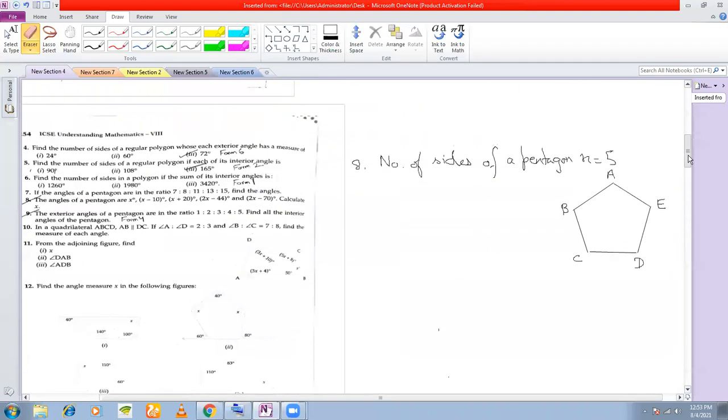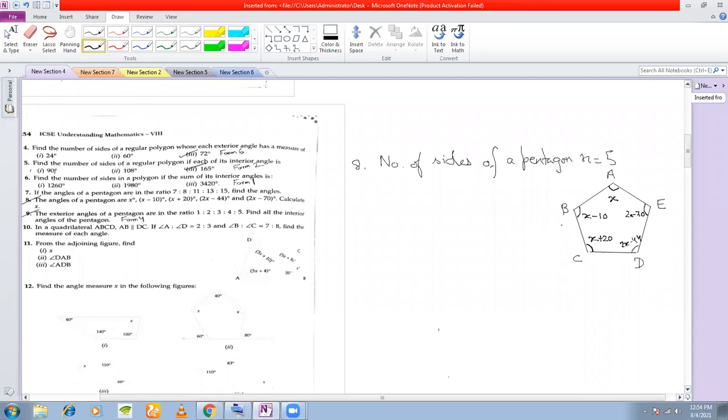Coming back to this, this is the pentagon ABCDE. What are the angles given here? This is given to be x degree. Next, x minus 10. This angle is given to be x plus 20. Is it a regular pentagon? No, sir, because all the angles are different. Then 2x minus 44, and the fifth angle is given to be 2x minus 70. All these angles are given to you.